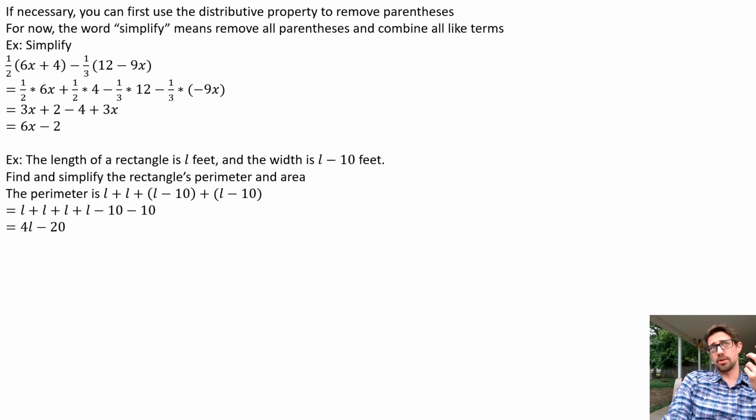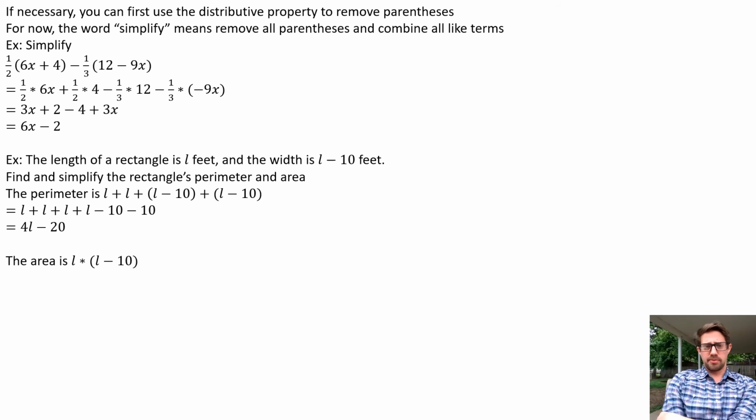Okay, so now if I told you the length is 30 feet or whatever, then you could say the perimeter is 4 times 30, which is 120, minus 20, which is 100. So the perimeter is 100 feet. So it just makes that calculation simple.